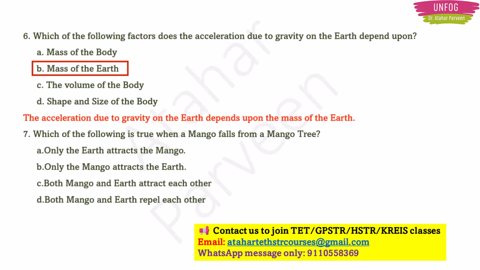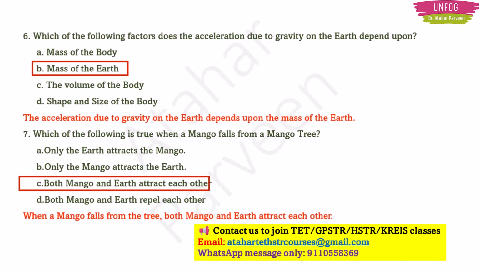Okay. Next question. Which of the following is true when a mango falls from a mango tree? If a mango is falling from a mango tree, which one of these given four statements is true? They are telling: only the earth attracts the mango, only the mango attracts the earth, both mango and earth attract each other, both mango and earth repel each other. Of course, mango falls from the tree means both mango and earth will attract each other, but because the mass of the earth is very much heavier than the mango, that's why the mango will go towards the earth. Okay, so option C will be the right answer.